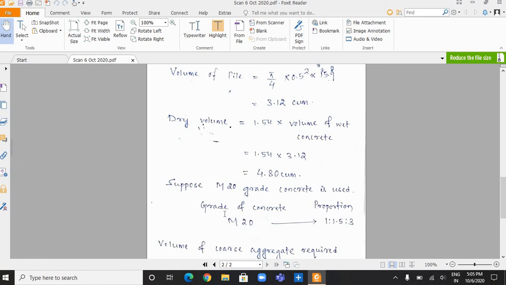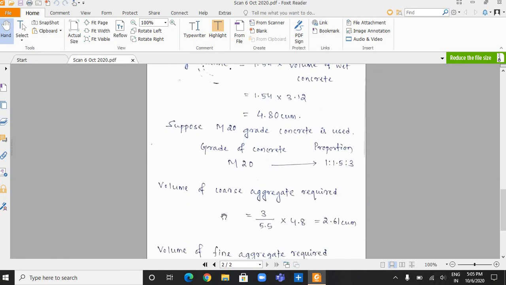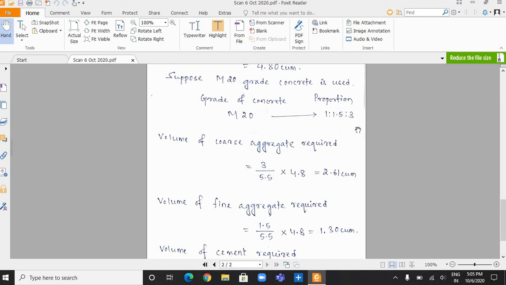Here we will assume that we are using M20 grade of concrete. The proportion of M20 grade concrete is 1:1.5:3. From here we can calculate the volume of coarse aggregate required, which equals 3 divided by 5.5 multiplied with the dry volume of concrete, which is 4.8 cubic meter. This equals 2.61 cubic meter.